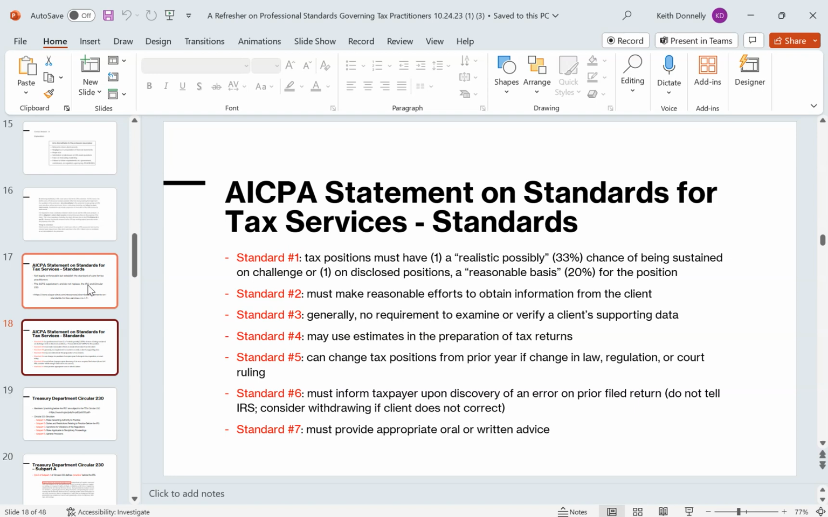Okay. Standard 7 here, right? You have to provide appropriate oral and written advice, right? So anything you put in writing, remember, be careful with that.